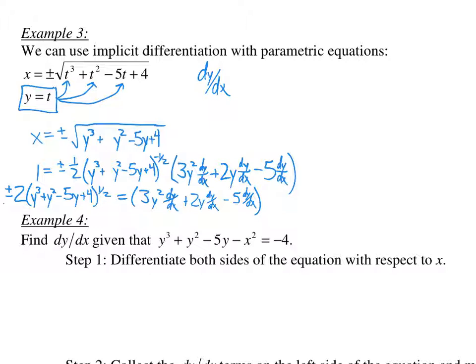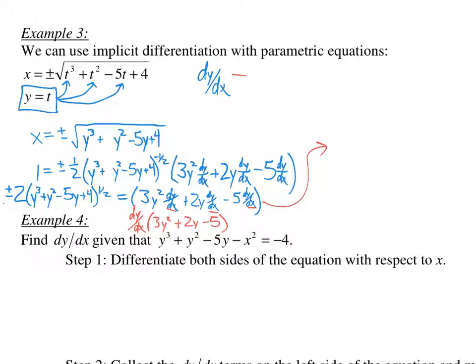Okay? So now, notice here, we have the common factor of dy/dx on the right-hand side. So I can factor that out. This is a dy/dx times 3y squared plus 2y minus 5. And then I divide both sides of my equation by that.